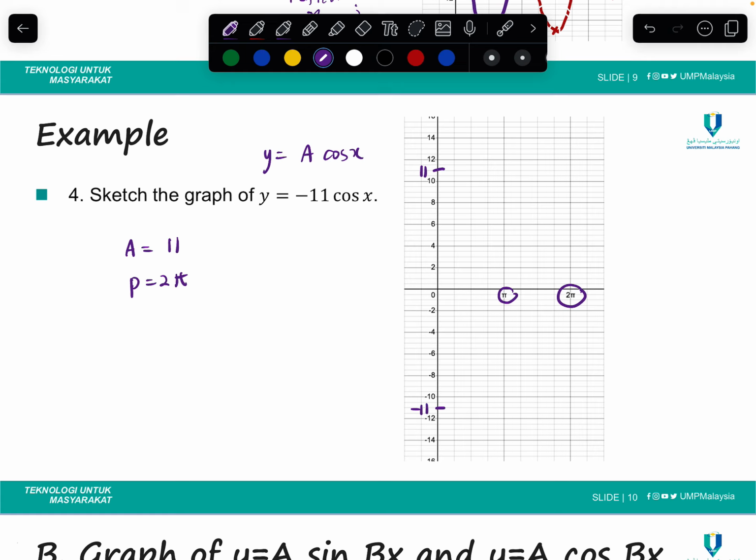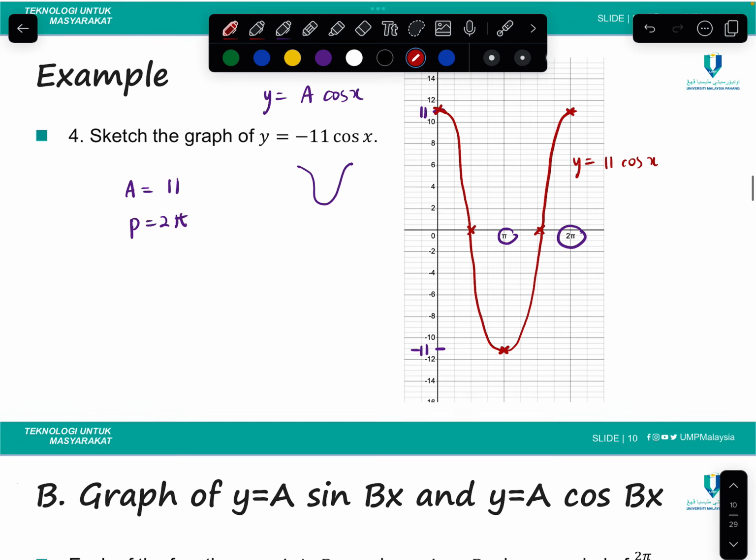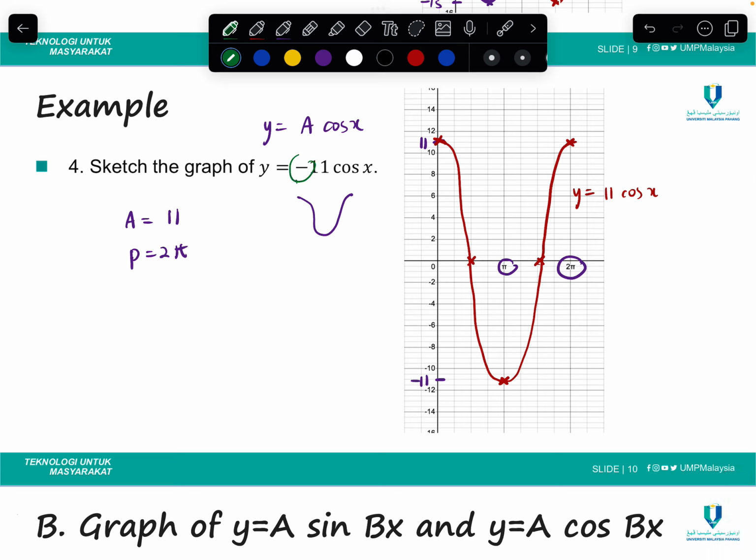We want to draw cos. Cos is like a bowl like this, so you must start up here, then you will reach the minimum value in the middle and you get the maximum value again. Along this way you will have to intercept the x-axis at those points. So this is the curve that we want to sketch. What I drew here is just y equal to 11 cos x. At this stage we ignore the negative value because we want to consider it later.